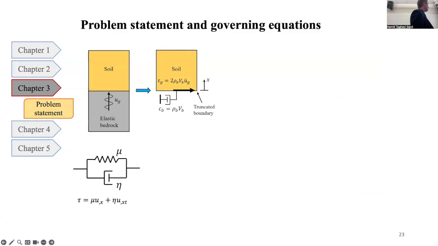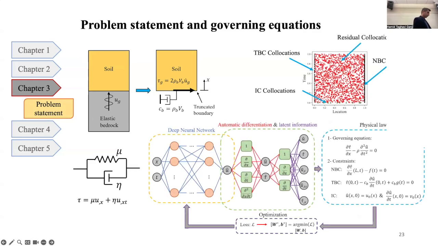The first one was adding a damping term into our governing equations by considering the Kelvin-Voigt equation. The second contribution was that we presented a dimensionless format of the equations. And the third contribution was that we wanted to predict the long duration earthquake motions. So let's see how the PINN is working.